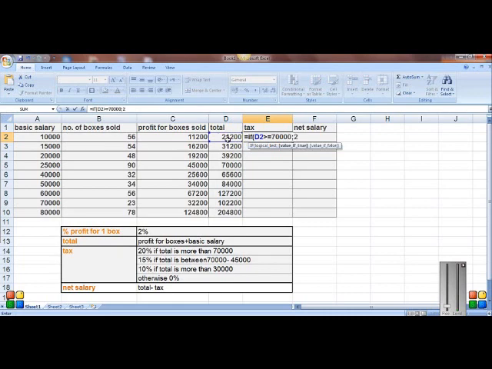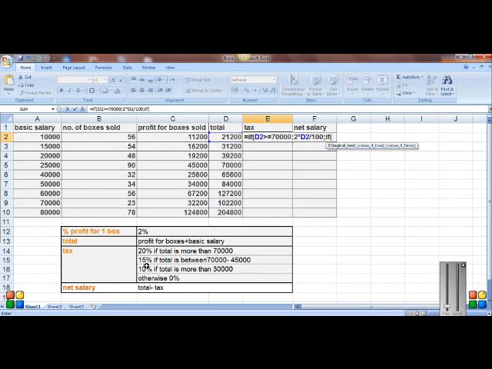20 multiplied by the total divided by 100. Now that's the 20% of the total. This is the value if true. Now the value if false will be another IF formula, because we have some other further conditions. Now if the total is between 70,000 and 45,000, the tax deducted will be 15% of the total.